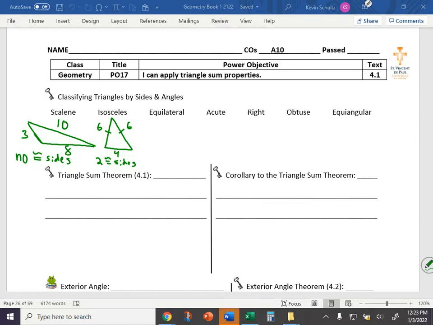How about equilateral? Equilateral. Drake? All sides equal. All sides congruent. Okay? And again, for this one, you can use the markers if you want to mark each side congruent. Or you can label them 4, 4, 4, okay? But this is all sides congruent.